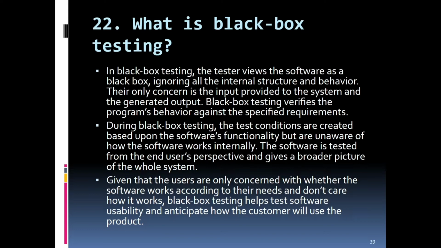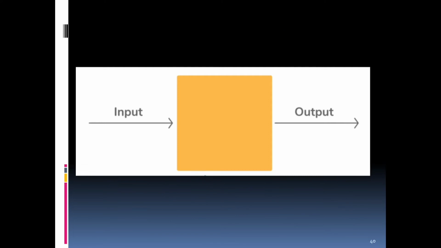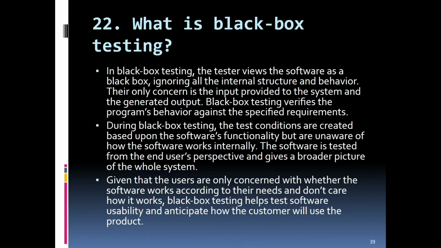Before going further, I just want to show you the image: black box testing is just like you're giving the input and getting an output. That's all. You don't know what's inside this yellow cube. You're just giving the input and getting the output. So during black box testing, the test conditions are created based upon the software functionality, but testers are unaware of how the software works internally.